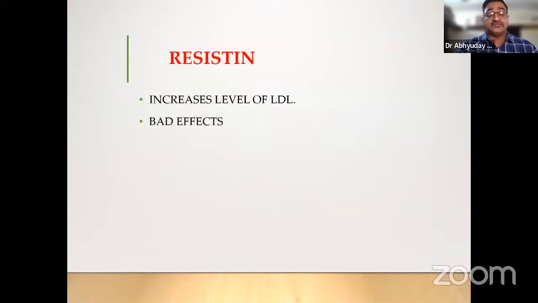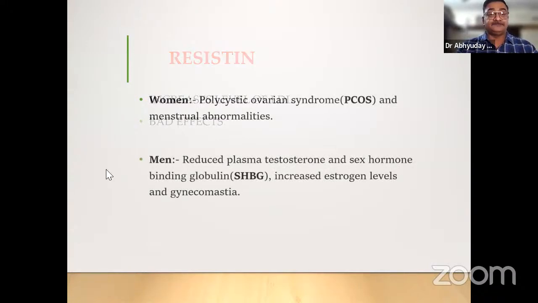Then we have resistin, which has bad effects because it increases the levels of LDL. Women, we know, have polycystic ovary syndrome. They have this resistance, which may increase the weight in these PCOS females. In males, we may have reduced plasma testosterone levels and SHBG level, and increased estrogen levels, and cause gynecomastia. So these are some effects of resistance in both males and females.